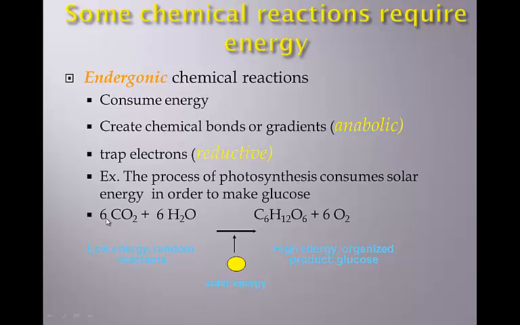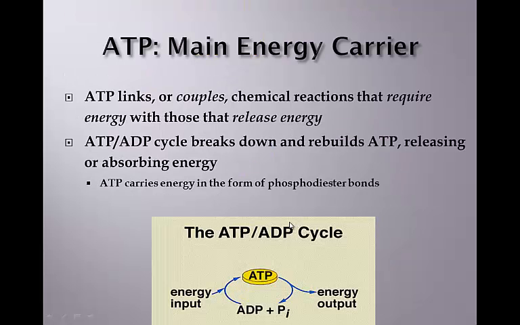A good example of an endergonic chemical reaction is carbon dioxide and water, with the help of solar energy and lots of enzymes, producing glucose and oxygen through the process of photosynthesis. So you can see there's a net movement from high concentration to low concentration of both the green and purple balls until equilibrium is reached. Again, this is a good example of an anabolic reaction where we're taking less complex molecules and making something more complex.